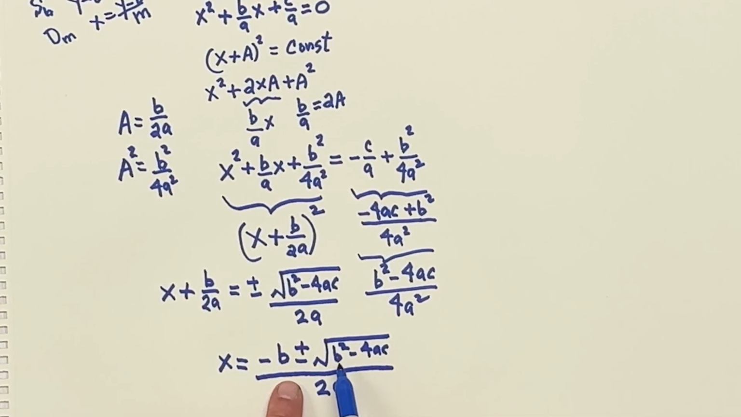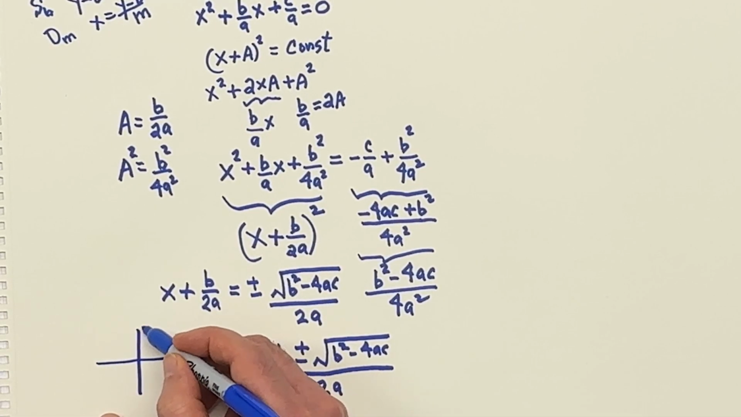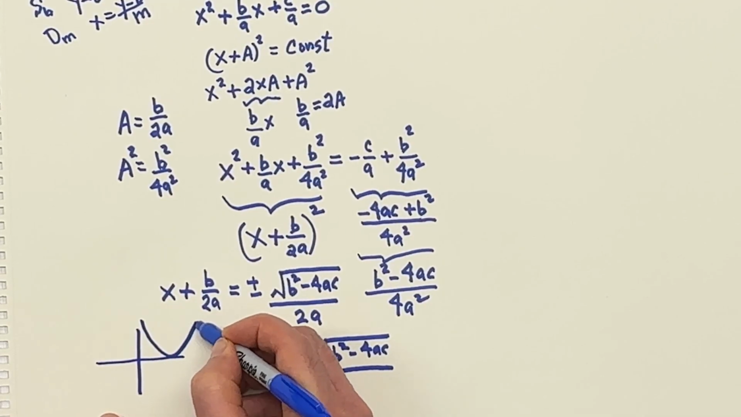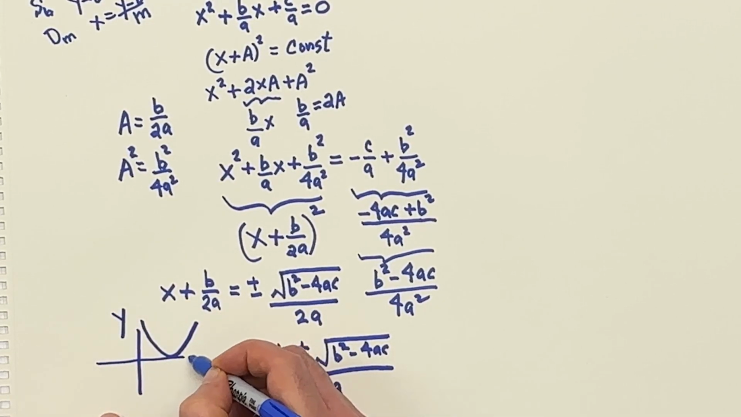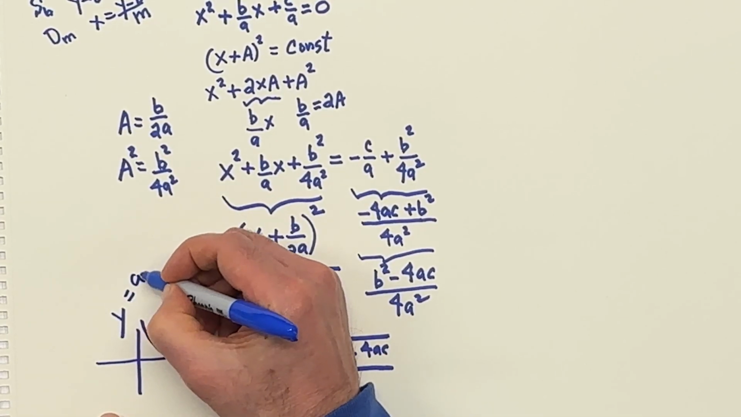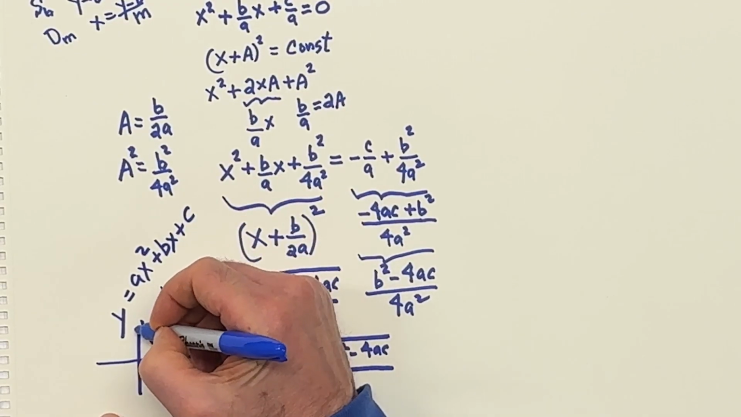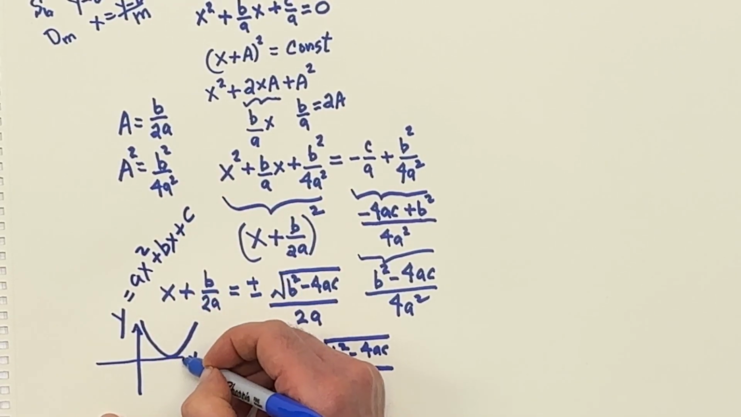Notice that sometimes you wind up with one solution. If the b squared minus 4ac, called the discriminant, is equal to 0, you get one solution. That would be something like with the parabola, if it just touches the x-axis. Here's your y, which is ax squared plus bx plus c, and this is x.